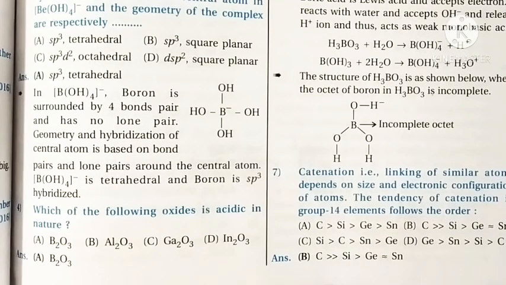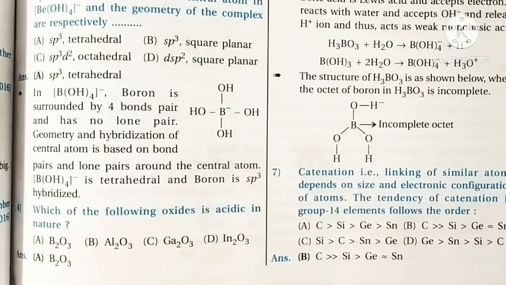Which of the following oxides is acidic in nature? We know that non-metallic oxides are acidic in nature. So out of the given options, option A, boron, is a non-metal, so its oxide is acidic in nature.